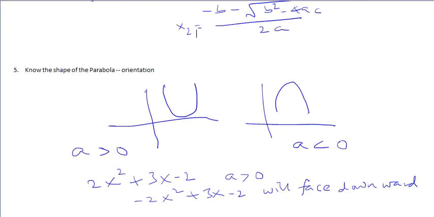So you need to know the shape of the parabola, whether it's facing up or facing down. That's very simple actually. If this first term a is greater than 0, the parabola faces up. If it is less than 0, it faces down. So the example that we have, 2x² + 3x − 2, since a is greater than 0, it faces up. And if you look at another equation, say −2x² + 3x − 2, it will be facing downward.